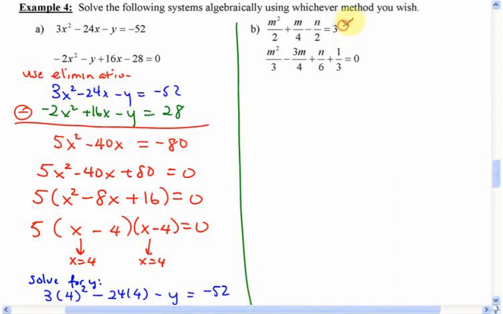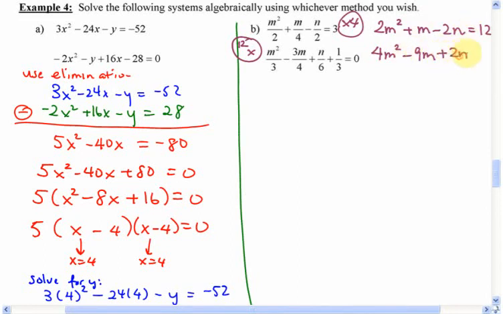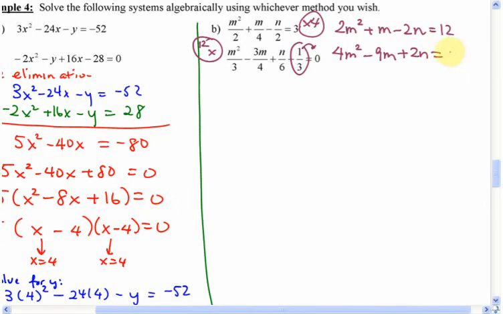So I would suggest multiplying everything by 4 in the first equation. 4 over 2 is 2, so 2m squared plus 4 over 4 is just 1, that's m. 4 divided by 2 is 2, so that's negative 2n equals 12. And for the one underneath, I will multiply by, let's say, 12. 12 over 3 is 4, so 4m squared. 12 divided by 4 is 3, so that's minus 9m. 12 divided by 6 is 2, so that's plus 2n. I'm going to move this to the side just to keep it the same. So negative 1/3 times 12 would be equal to negative 4.